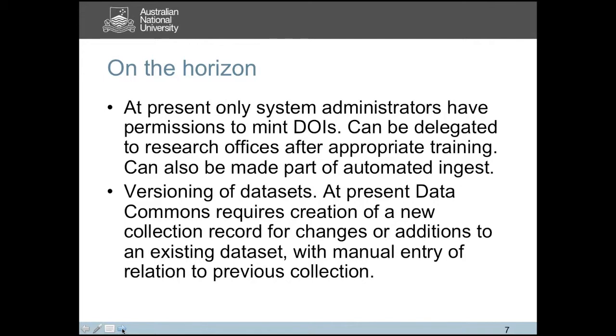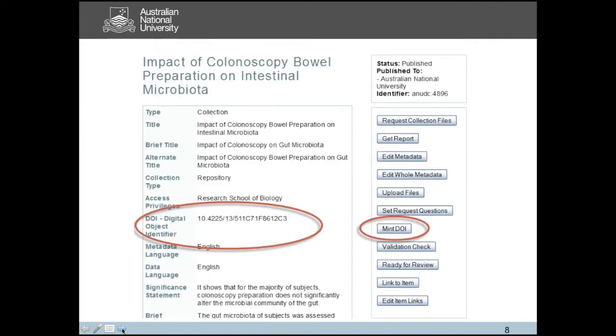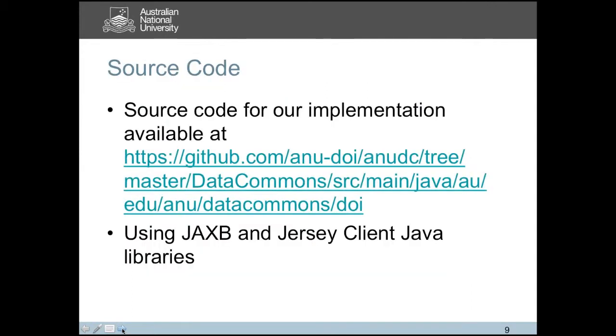For the moment, we have restricted the ability to mint DOIs only to system administrators. We do have the capability of allowing researchers and research offices to mint the DOIs by themselves. Moving on, just giving you an example of what the screen looks like. It's all a matter of simply clicking Mint DOI, a button on the right side, which mints a DOI for a collection. Our implementation is open source. We're using open source libraries as well. The source code is available on GitHub.